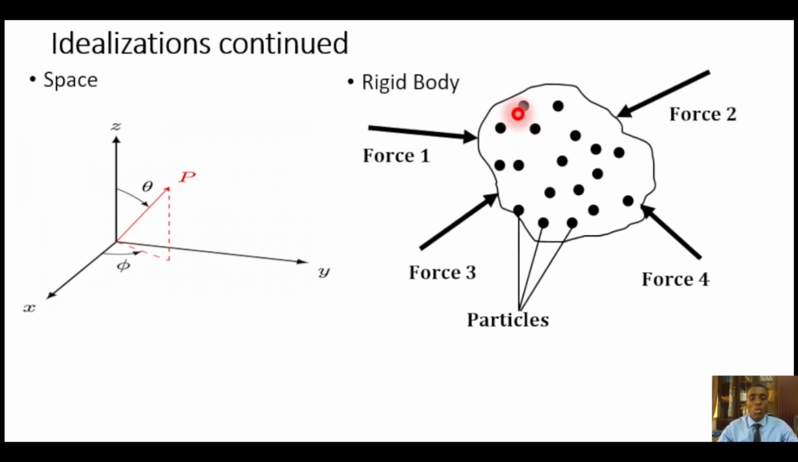So a rigid body will consist of tiny particles, and these particles will not change position. If I apply the forces on it, F1, F2, F3, F4, all of them together, this body is a rigid body if it will not deform under the action of all these forces. Okay, so these are the basic idealizations we use. There are some others, but for now, let's take these as the basic idealizations we have in mechanics.